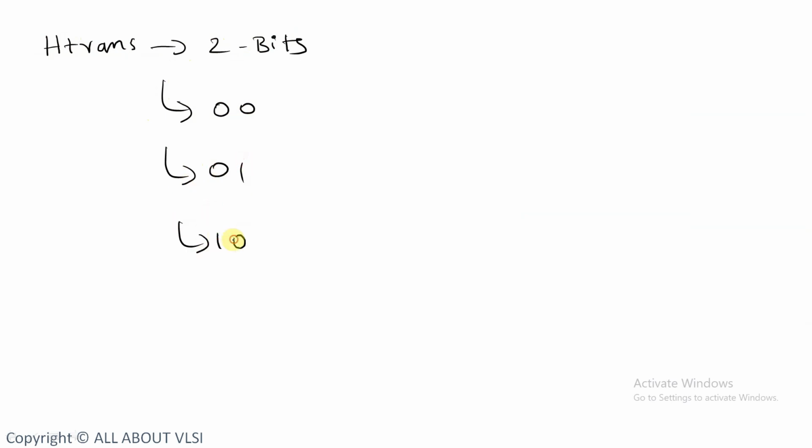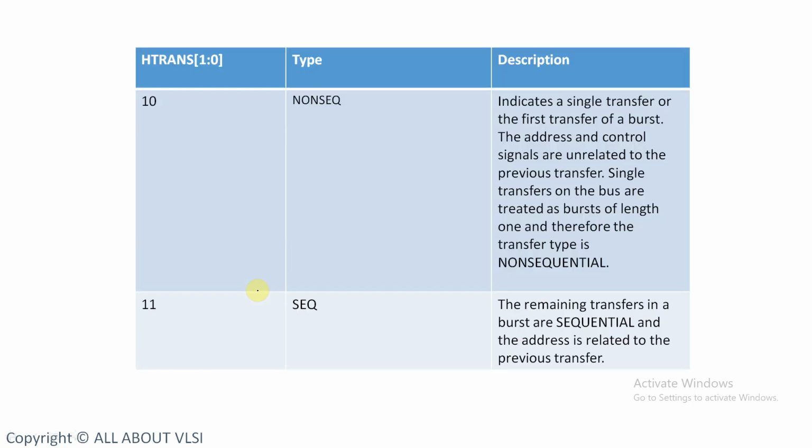Now, HTRANS is of 2 bits. So we have basically 4 combinations that we already know: 0 0, 0 1, 1 0 and 1 1. If HTRANS is equal to 0 0, the master is going to provide this particular signal to the slave on the bus. Whenever it is equal to 0 0, it has one functionality. Whenever this HTRANS signal is set to 0 1, it has another functionality. So depending upon the value of the HTRANS signal, the functionality is decided. Now what is the functionality? Let us try to understand.